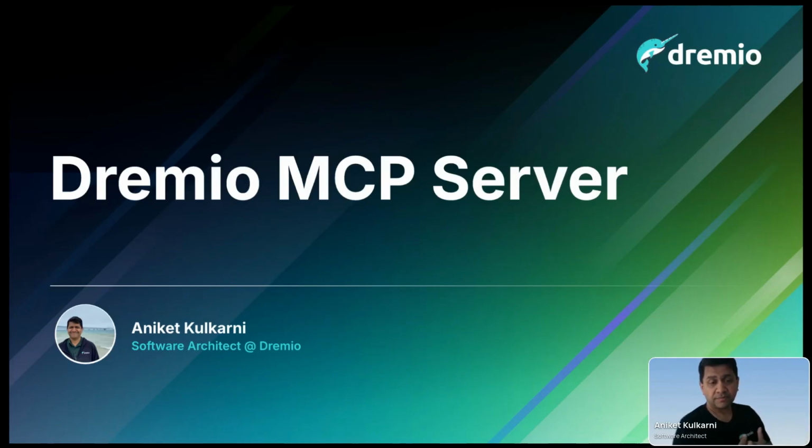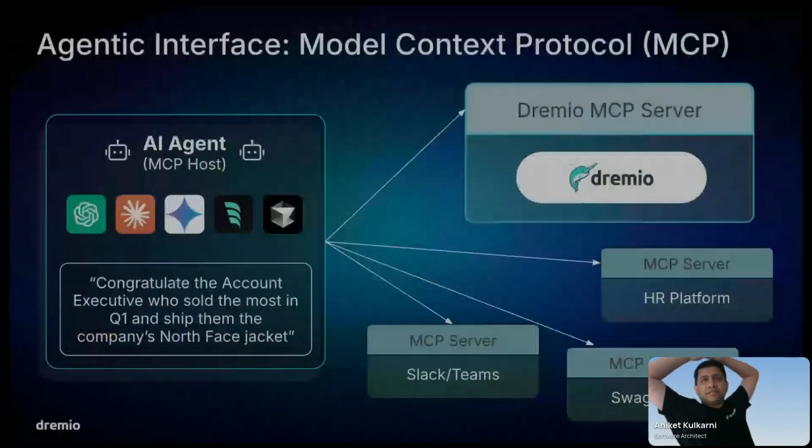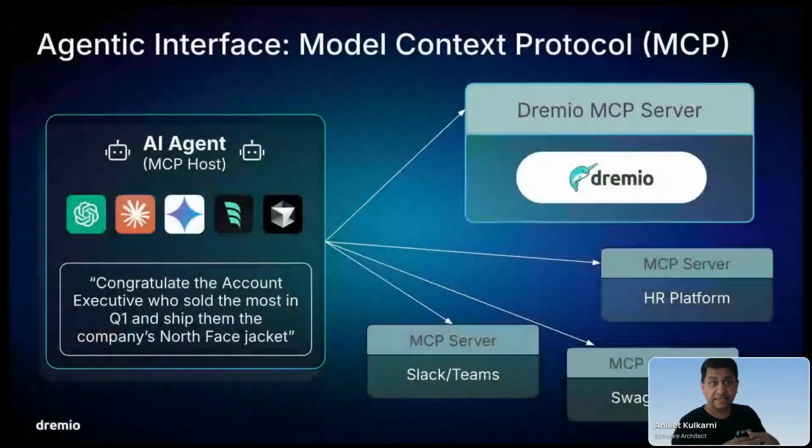So I'm Aniket Kulkarni. I'm a software architect at Dremio, focused on our AI roadmap. And as you all would have heard everywhere else, this whole space is abuzz with various different things. We are experiencing an AI or agentic AI boom in some sense, and one of the new entrants making a lot of waves here is MCP, or the Model Context Protocol. Before getting into the details of how we are using it to complement Dremio, let me give you a quick primer on what it is and how it is supposed to be used.